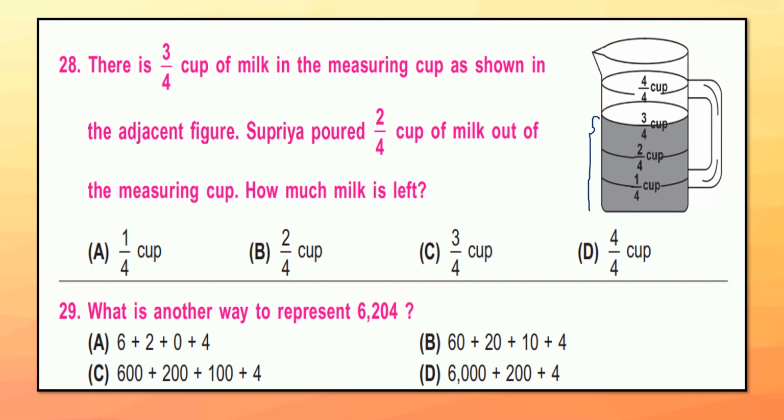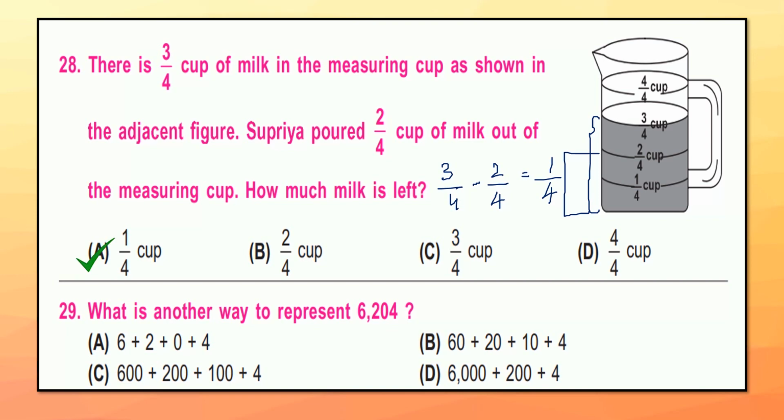So in the picture we can see that 3 by 4 cup of milk is there in the measuring cup, and out of this she is pouring 2 by 4. 2 by 4 is poured out of the measuring cup. So how much milk is left? So that is 3 by 4 minus 2 by 4. That gives us 1 by 4. So 1 by 4 cup of milk will be left. So the correct answer is option A, 1 by 4 cup.